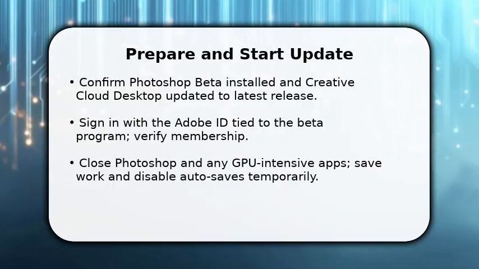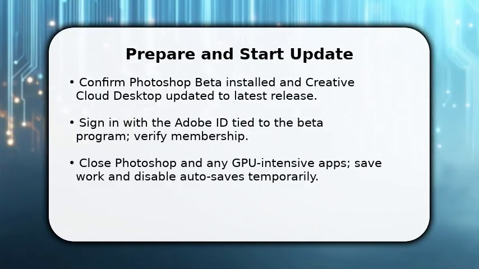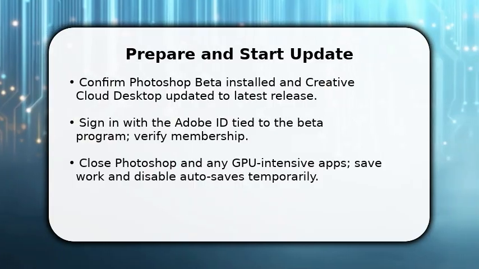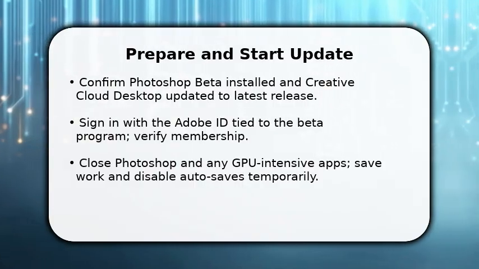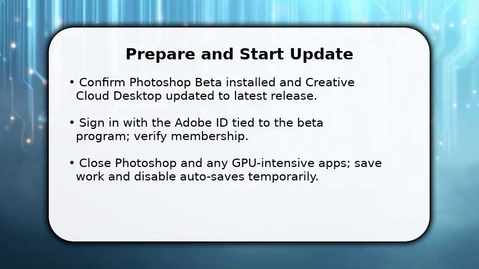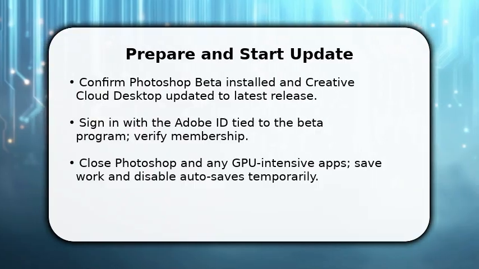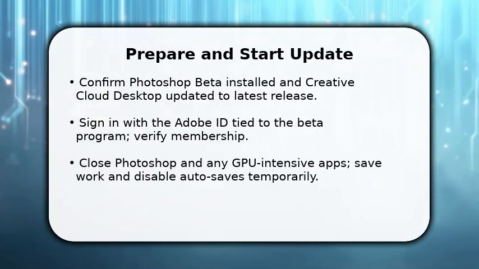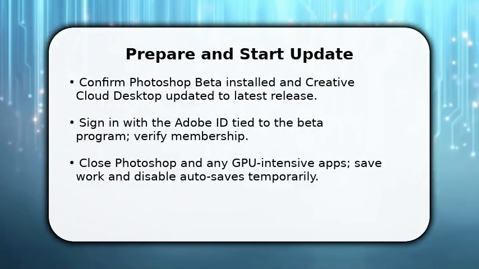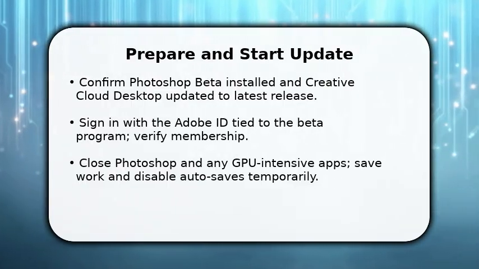You start by making sure the Creative Cloud Desktop app itself is up to date and that you're signed into the same Adobe ID enrolled in the beta. Once done, close Photoshop and any GPU-heavy apps so files won't lock. This prevents installation failures. Now open Creative Cloud Desktop, select the Beta tab, and locate Photoshop Beta. You're beginning the only supported path.